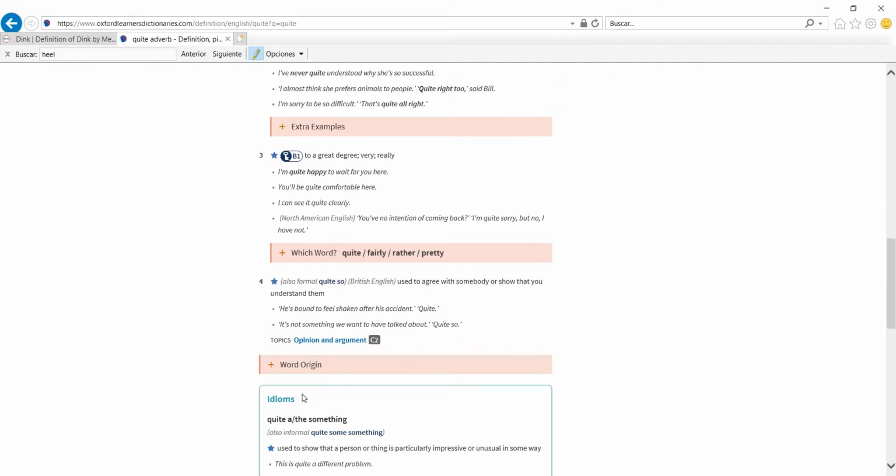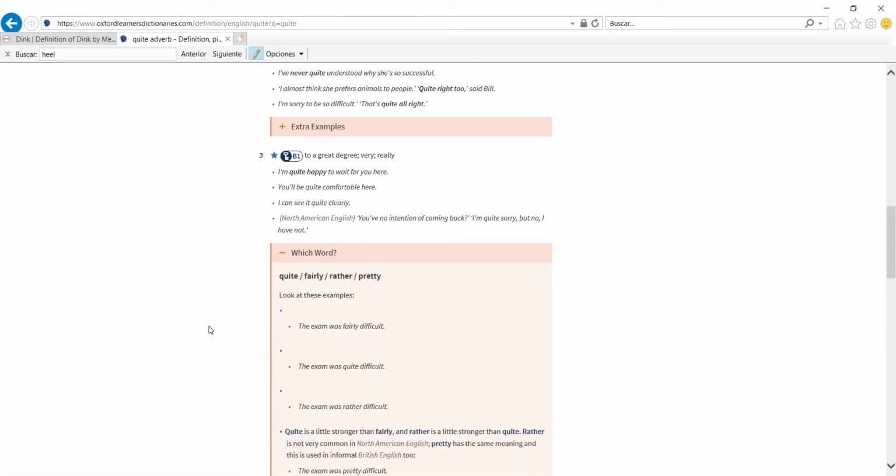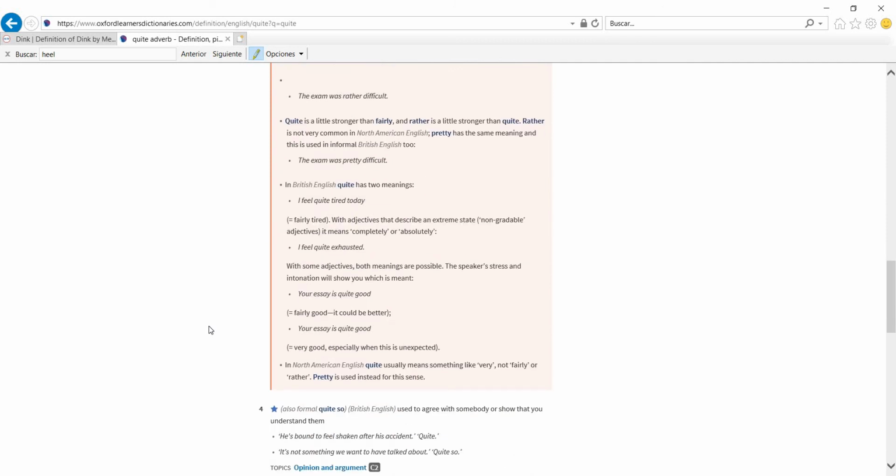How do we know? Let's see. In North American English, quite usually means something like very, not fairly, or rather. Pretty is used instead in this sense, right? So when you mean quite good, you mean very good, right? Now, this note here was about American English, right? But what this note says here is that British English has two meanings for quite. I feel quite tired, fairly tired, but I feel quite exhausted. That means very exhausted, right?